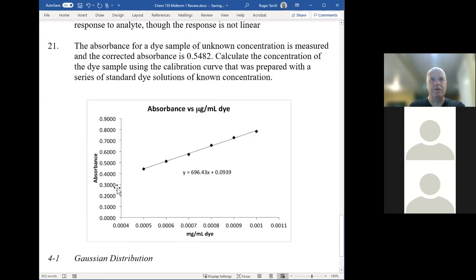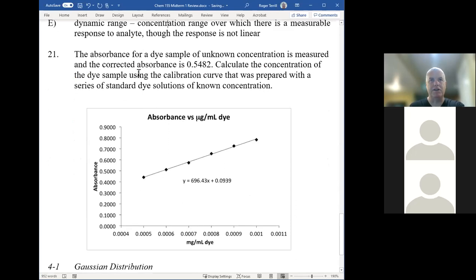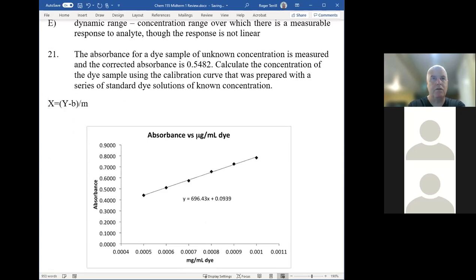The absorbance for a dye sample of unknown concentration is measured. The corrected absorbance is 0.5482. Do you want the concentration? You say you want x equals y minus b over m, right? So you just substitute the y value in.